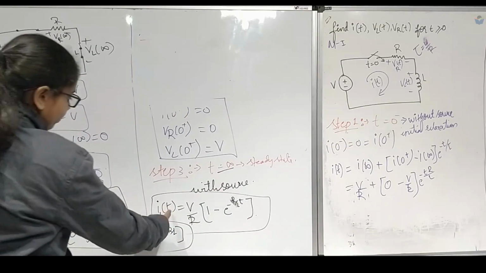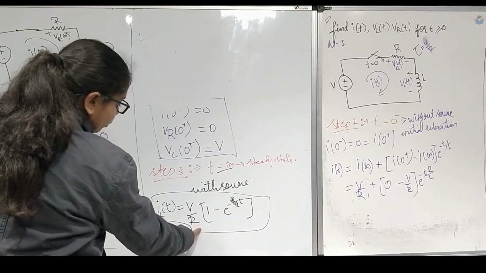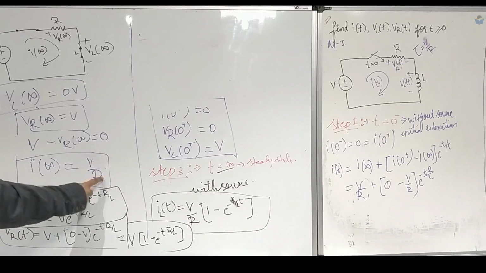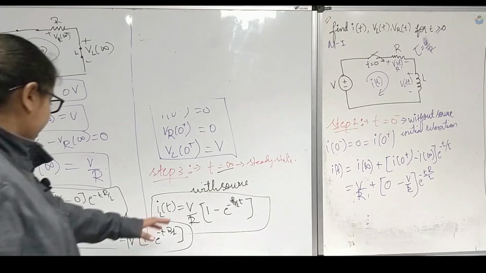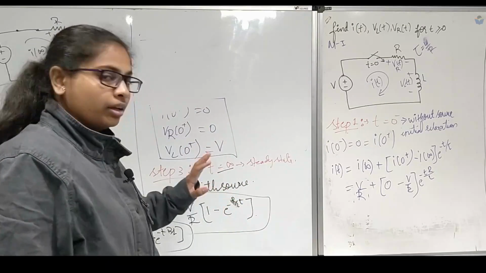Now take infinite. Okay, so when you take infinite, what it will be? IL will be equal to V by R. So you will find that I of infinity will be V by R. So for any instant, these 3 formulas, whenever you substitute for that time period, it will be valid.